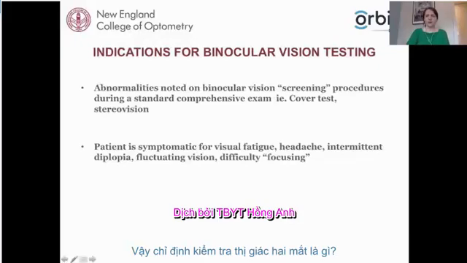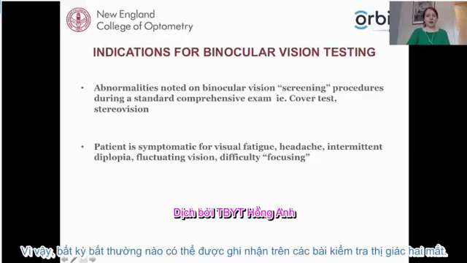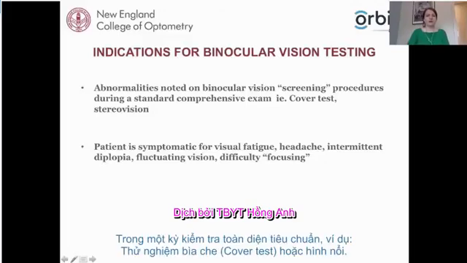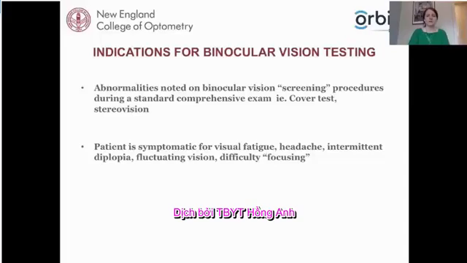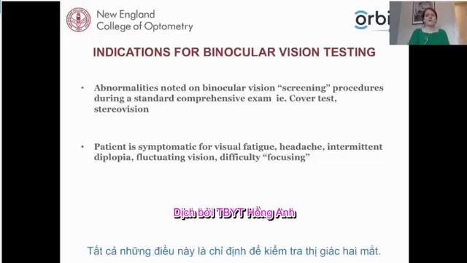So what are indications for binocular vision testing? Any abnormalities may be noted on binocular vision screening procedures during a standard comprehensive exam, for example, cover test or stereo vision. Maybe the patient is symptomatic for visual fatigue, headache, they're having symptoms such as fluctuating vision or difficulty focusing, maybe some intermittent double vision. All of these are indications for binocular vision testing.